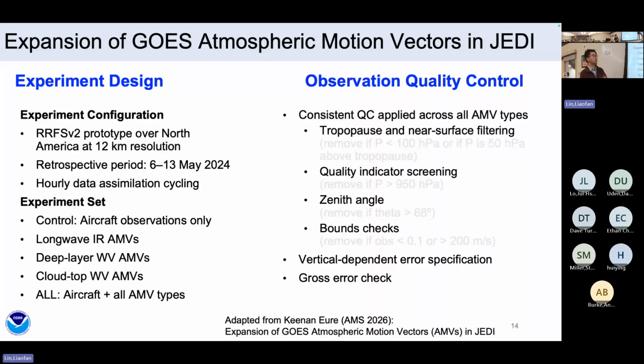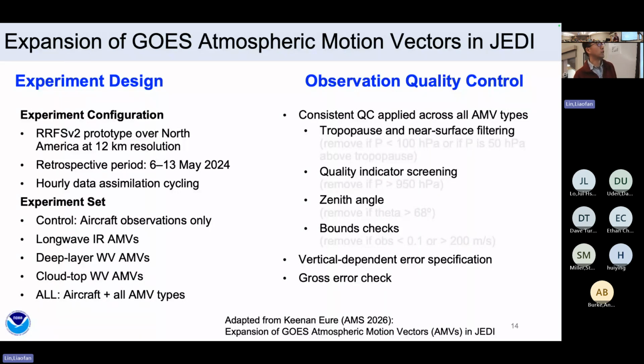So we incrementally add different components to understand the impact. The second one is adding the long wave infrared MV observations into the system, and next is adding only the deep layered water vapor MV observation and cloud top water vapor MV. Lastly, we add all of the observations, aircraft plus those three types of observations, to understand the impact.